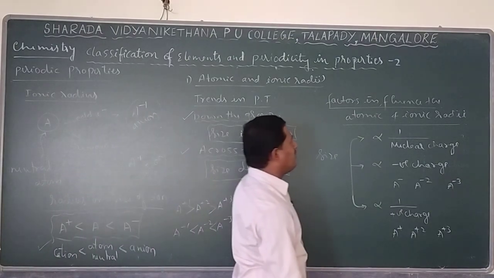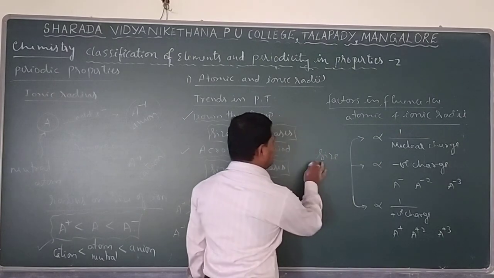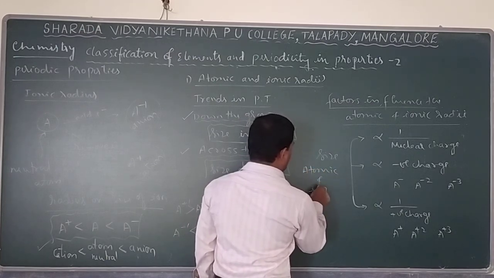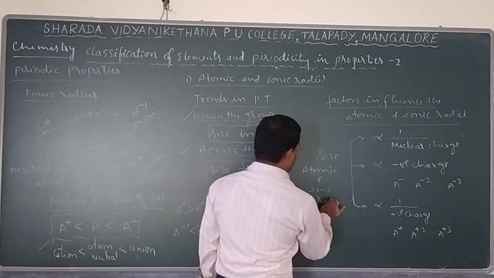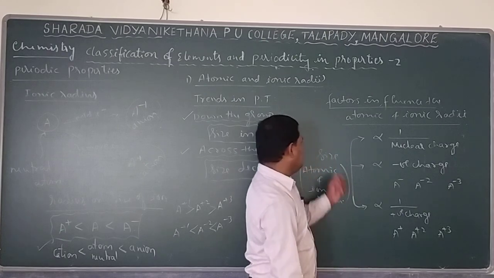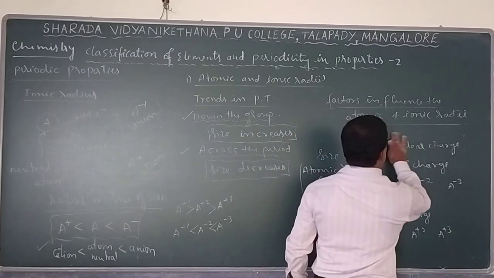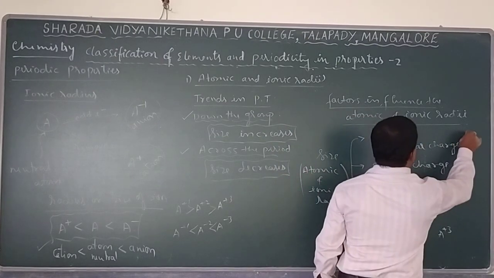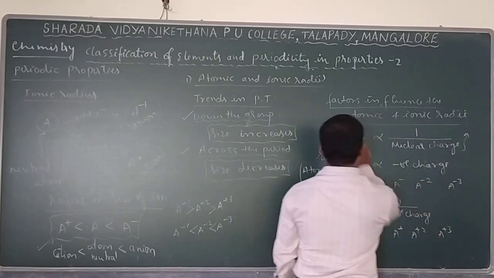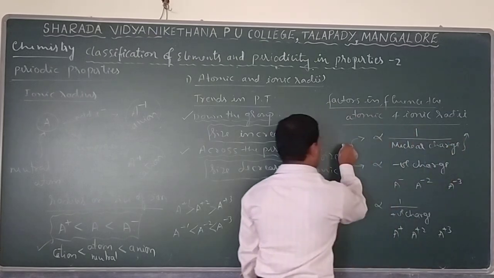Let us see what are the parameters or factors that will influence the atomic as well as ionic radii or size. Atomic and ionic radii will follow these important factors. Remember, size is inversely proportional to nuclear charge. If the nuclear charge is more, size goes on decreasing. Nuclear charge is more, nothing but size decreases.